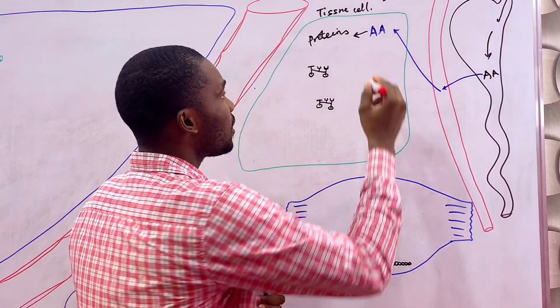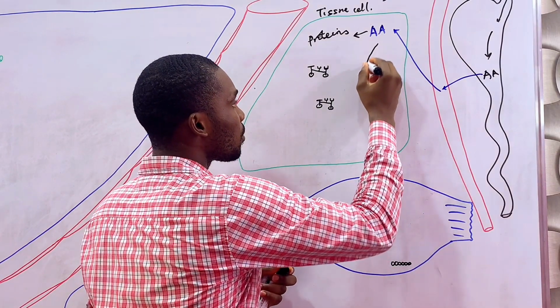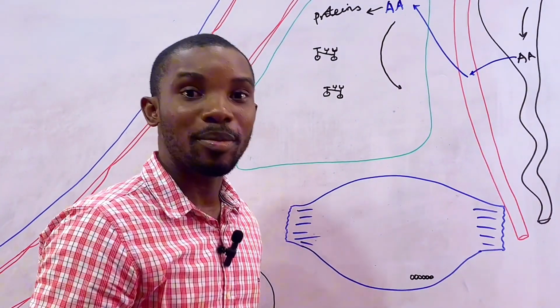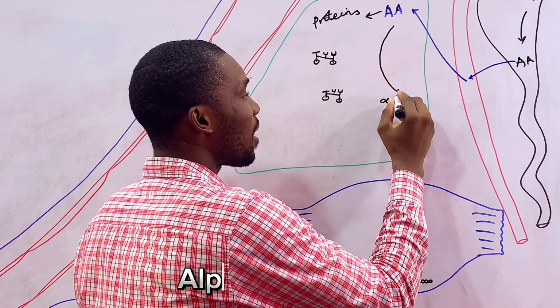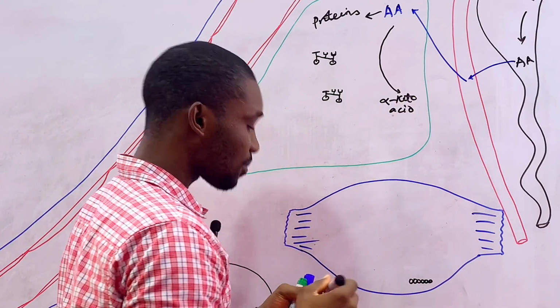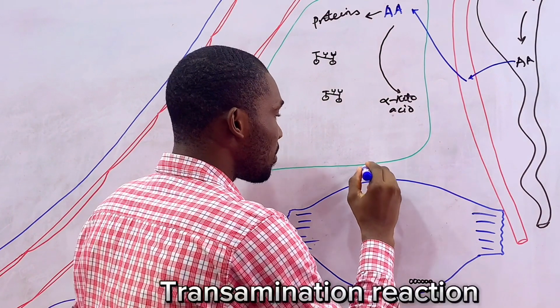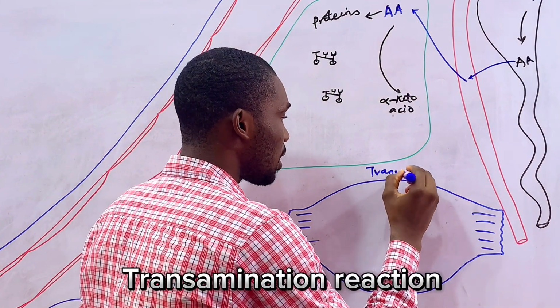So this amino acid will be broken down to form what? A carbon skeleton, known as what? Your alpha keto acid, right? Okay, and then the way it does it is through a reaction called what? Transamination.